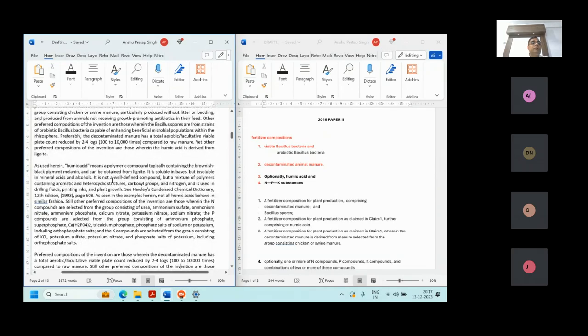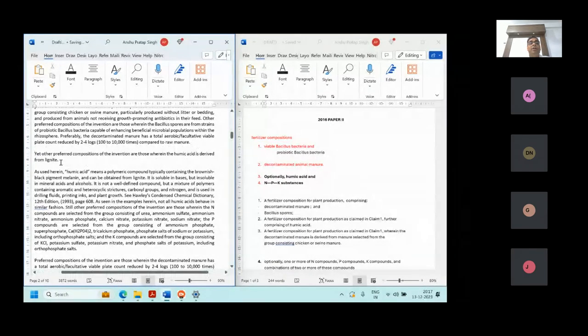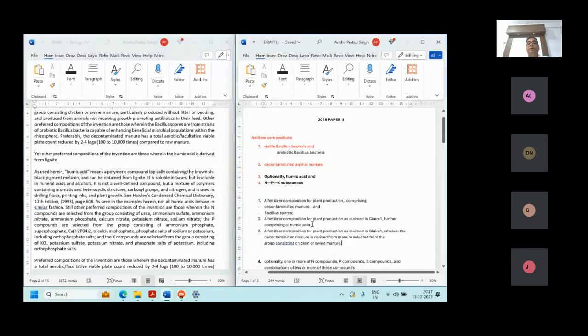You can see this. Now, one thing is defined here. Yet another preferred composition is one wherein the humic acid is derived from lignin. Comprising humic acid, you can directly write here.